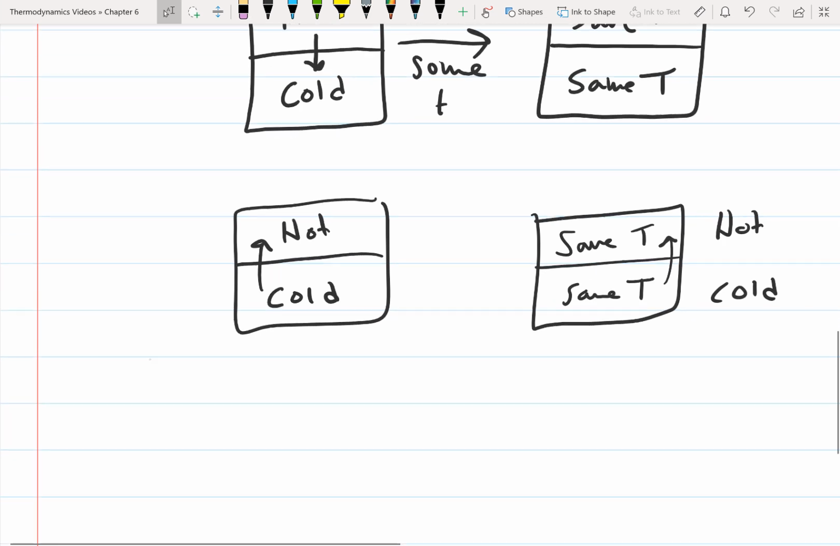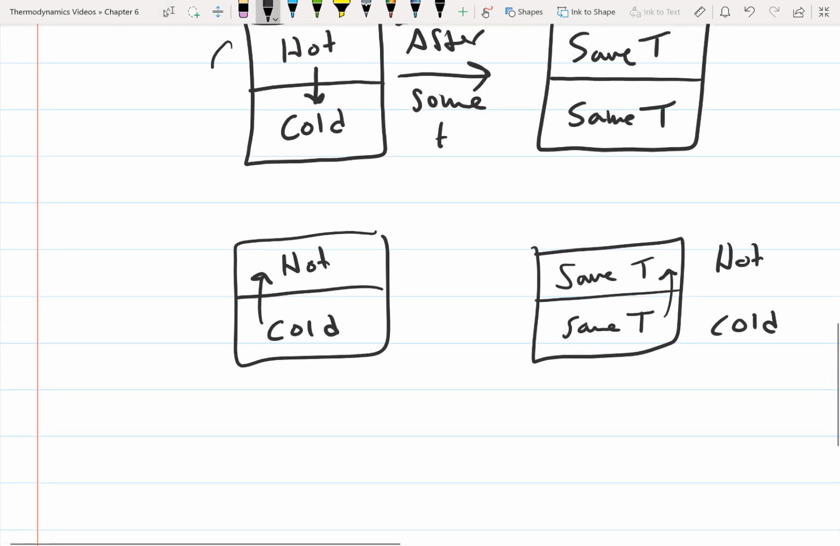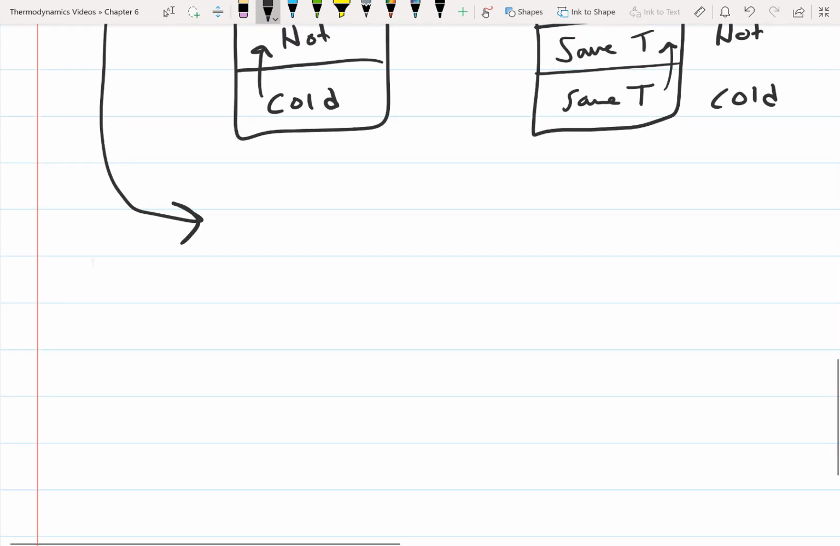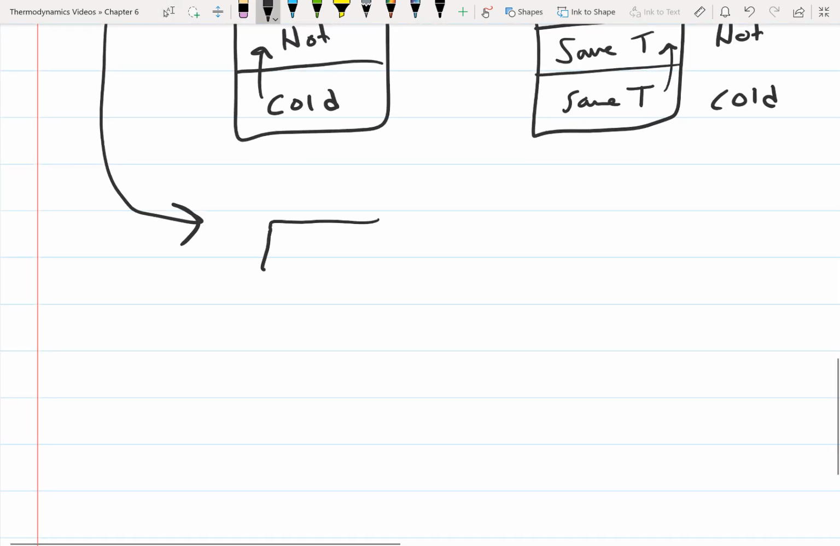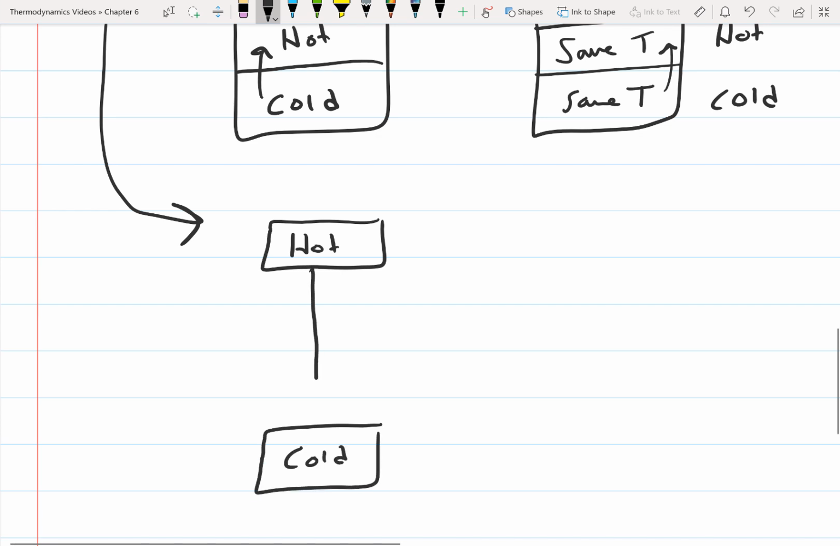Now let's take this and expand on it a little bit. If we have a hot body and a cold body, we know that heat is going to transfer from the hot body to the cold body. Well, what if we then put something between these two bodies? Now we have something in here, and I'm not going to specify what's in there yet, but let's just say that this is a black box.